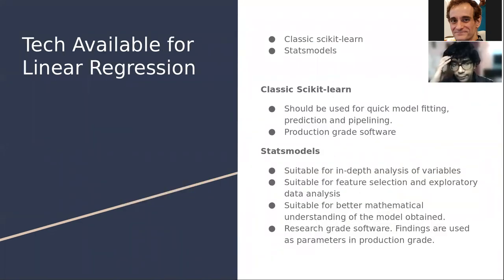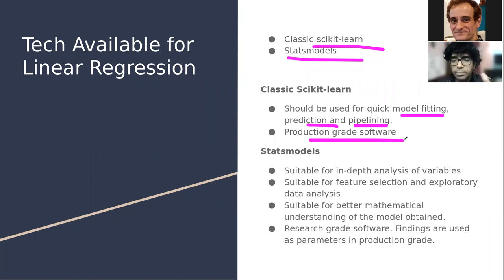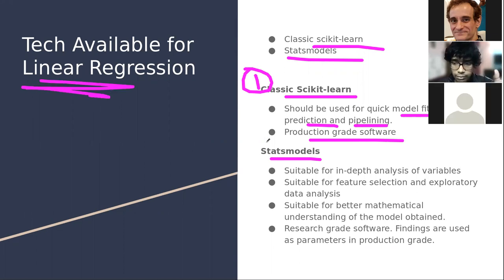So what are the tech available for getting your regression done? We have the classic scikit-learn library. We have statsmodels. Now the scikit-learn library should be used for quick model fitting, prediction, pipelining, usually production grade software. What is statsmodels? In-depth analysis of variables, pretty much in depth. You should get comfortable with this. Once you get comfortable with this, learn the theory for linear regression.